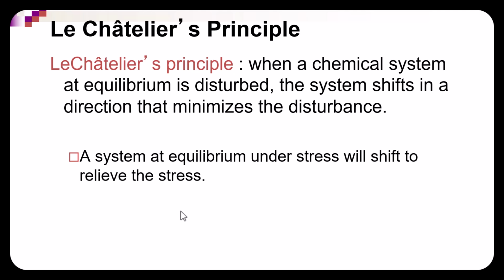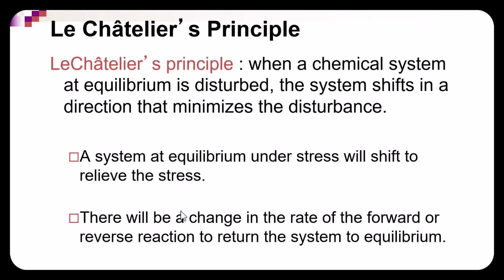So there's two sides to a chemical reaction. There's reactants and there's products. One of those sides is going to feel the stress. To relieve that stress, it's going to push the other way. There will be a change in the rate of the forward or the rate of the reverse, to return that system to equilibrium. So here's how we're going to discuss this.